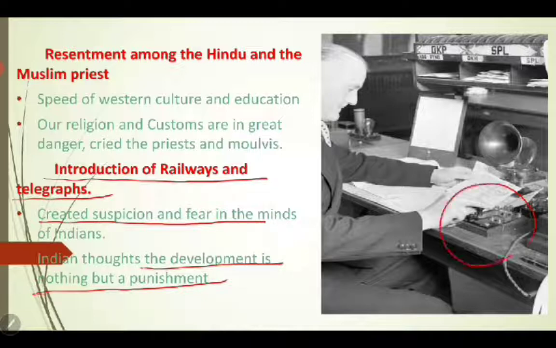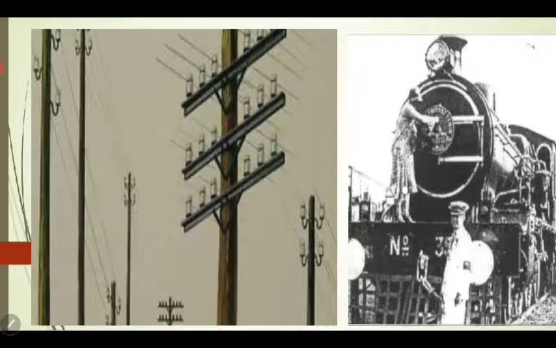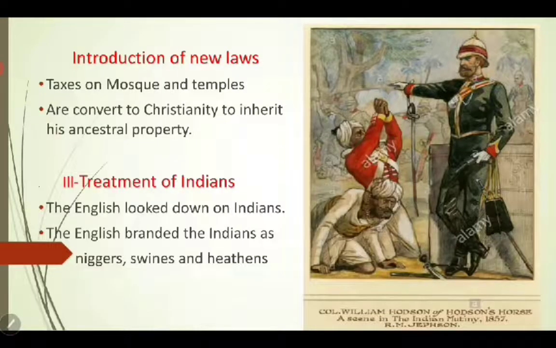You see this particular piece here? It is a telegraph. So it will be connected with wires to the pole actually. This is a telegraph pole. The Indians thought that if they do not accept Christianity, they will hang them on this pole, or they will throw them on the track and the train will run over them. So this was one of the foolish reasons.